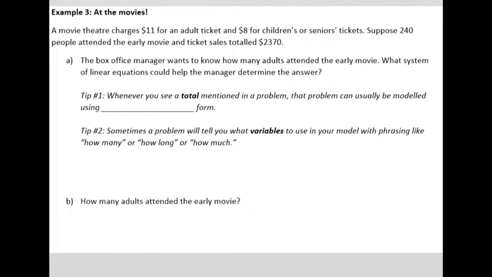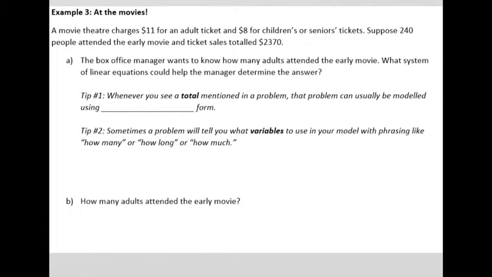Maybe they want to know, based on the sales, how many adults are coming, or how many children are coming, or how many seniors are coming, and based on that, they can either adjust their ticket prices or use that information to select different movies based on who's coming the most often, right? If lots of kids are coming to their theater, they're probably going to want to show more kids' movies than adult movies, and vice versa.